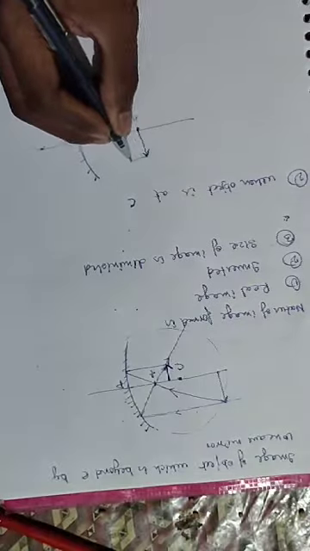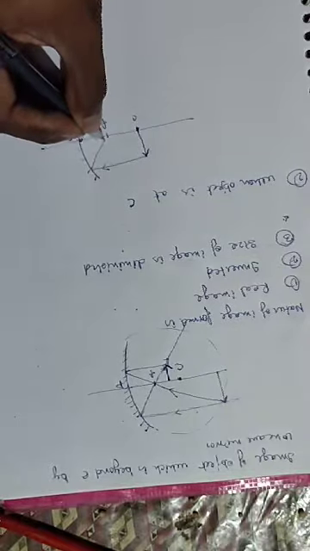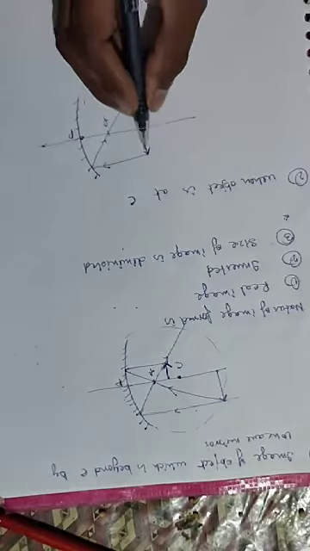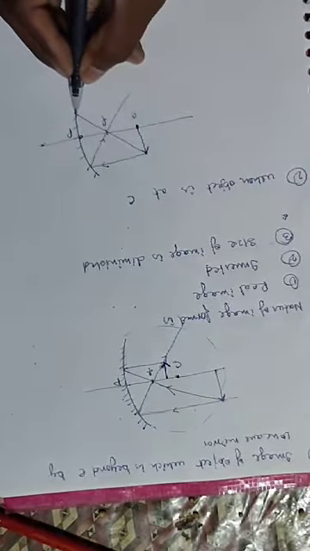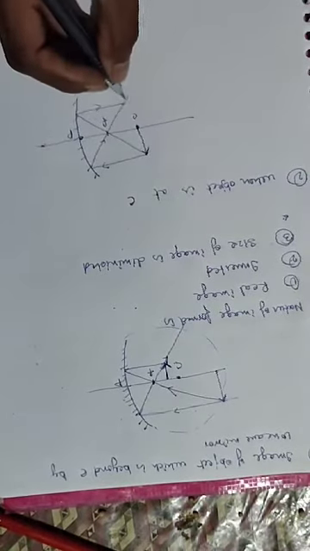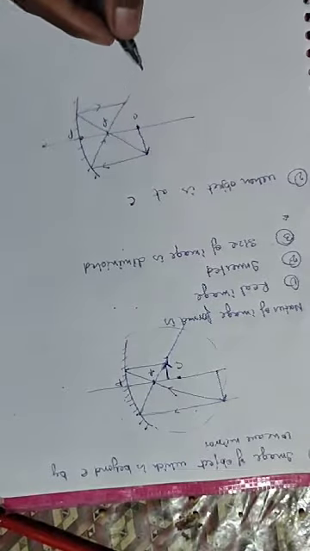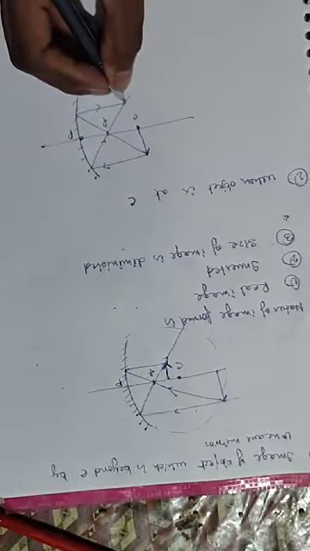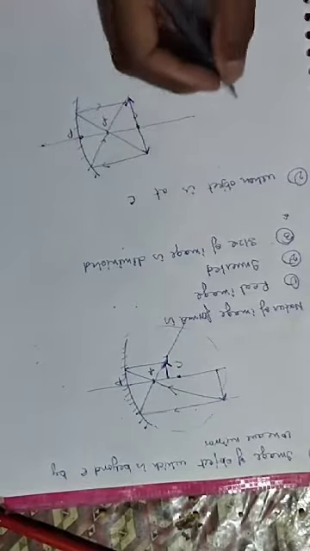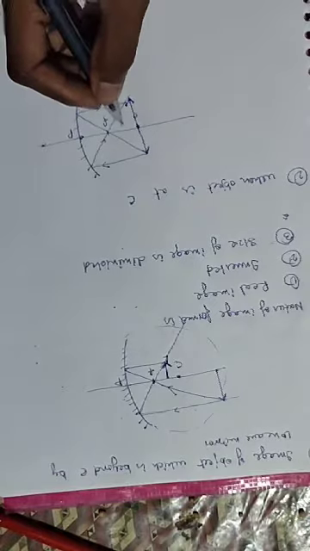So if a ray is parallel to principal axis, after reflection it will pass through focus. And when a ray passes through focus, it will be parallel to principal axis. So the point where the two reflected rays meet, at that point our image is formed. So when object is placed exactly at center, the image is formed at the center and is of the same size.